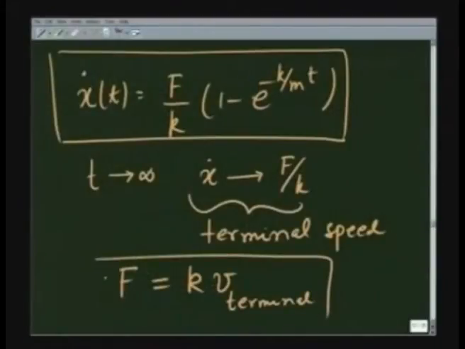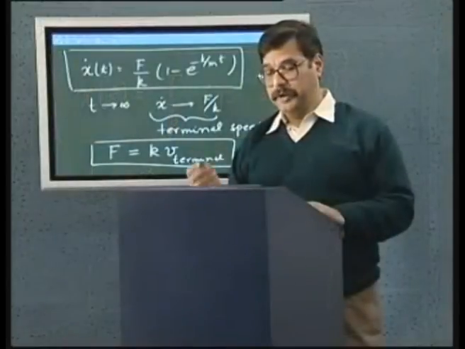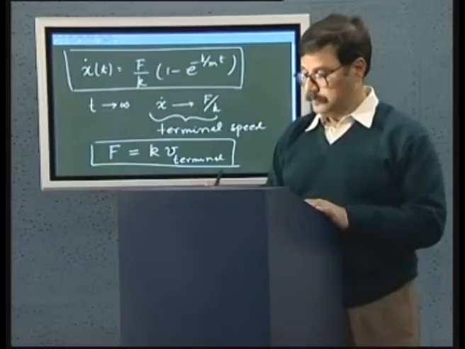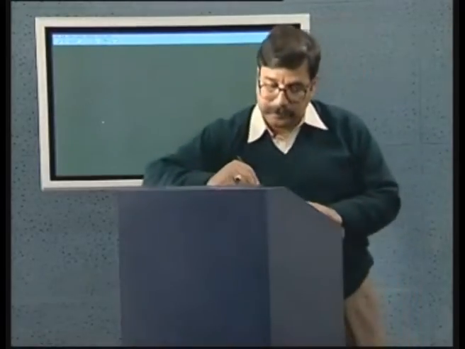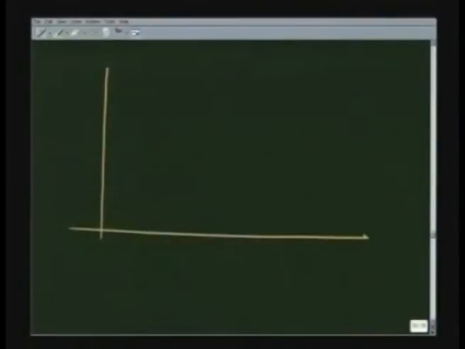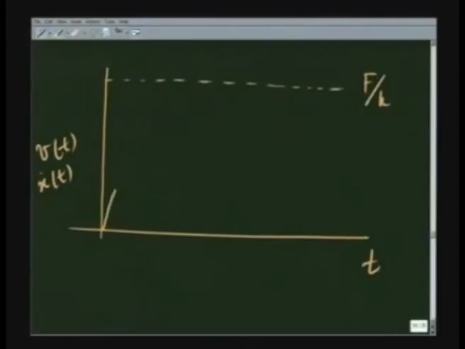The two forces balance, and therefore the particle moves with a constant speed of V terminal. If I plot this speed, Vt or x dot t, same thing, versus t, the final speed is F over K, and the speed slowly builds up.